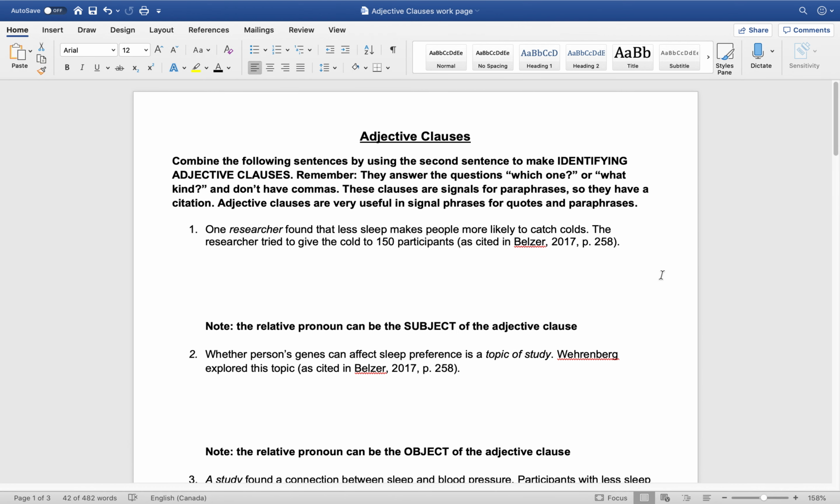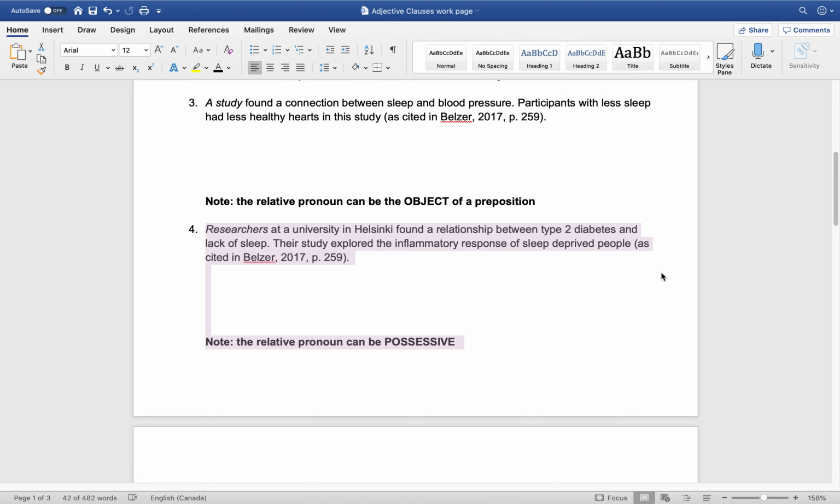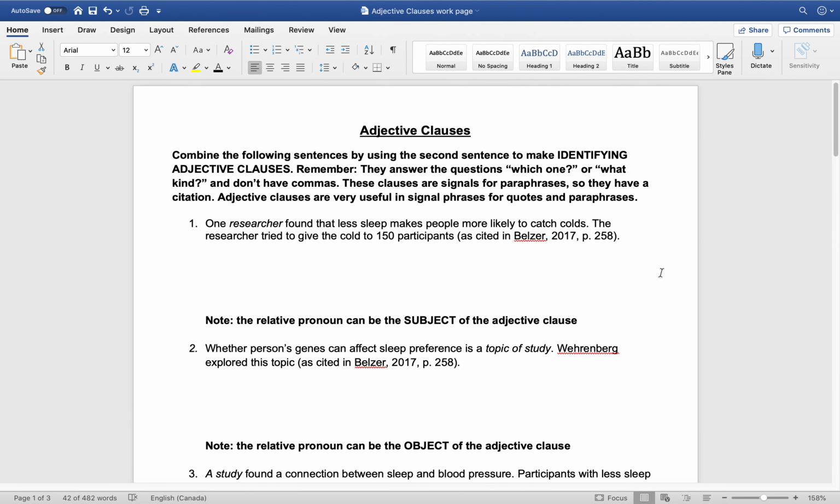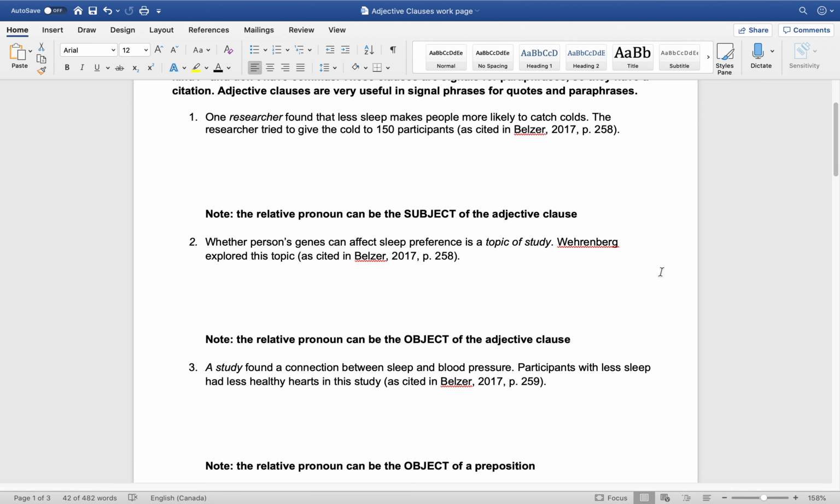You will notice that this paper uses adjective clauses in a way you might use in your research paper. That's because they are introducing source support. In this case, they're part of paraphrases. Adjective clauses are really helpful for signal phrases.